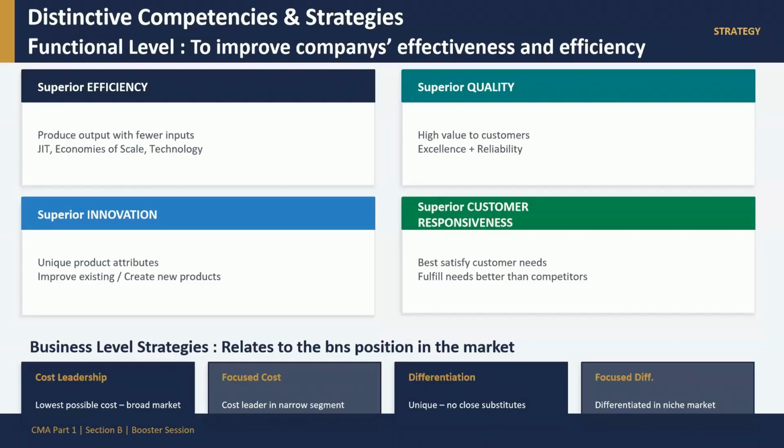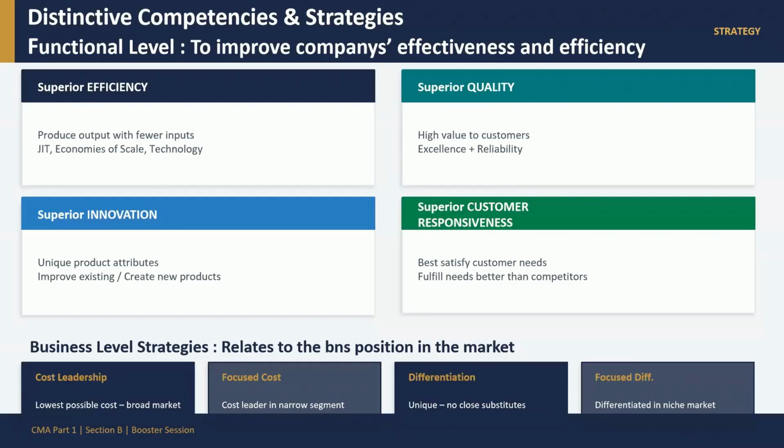Next up, we have superior innovation. Superior innovation, in the sense, means being the best, giving the best and most unique features to the customers. Companies will have to keep on innovating their products continuously because of the changing needs of customers. So they will have to focus on making the product attributes more unique.